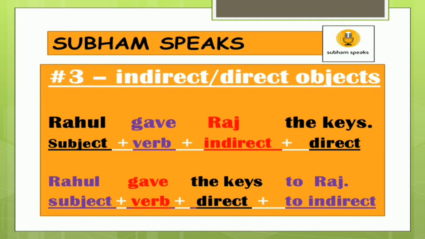In English, we can form the correct sentence in 2 ways. The indirect object often comes immediately after the verb. Subject, verb, indirect object, direct object. Rahul gave Raj the keys. We can also put the direct object first and a to before the indirect object. Rahul gave the keys to Raj. However, you can't put the indirect object first and use to.